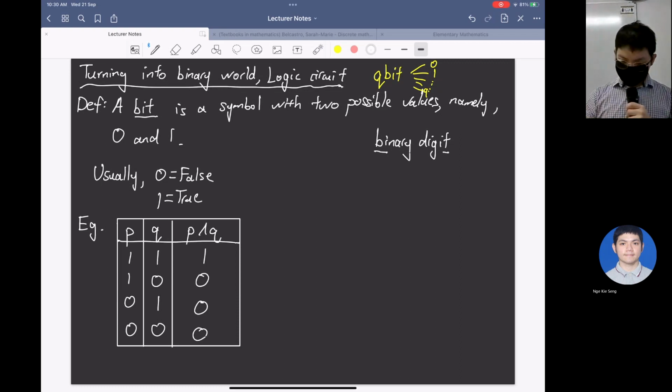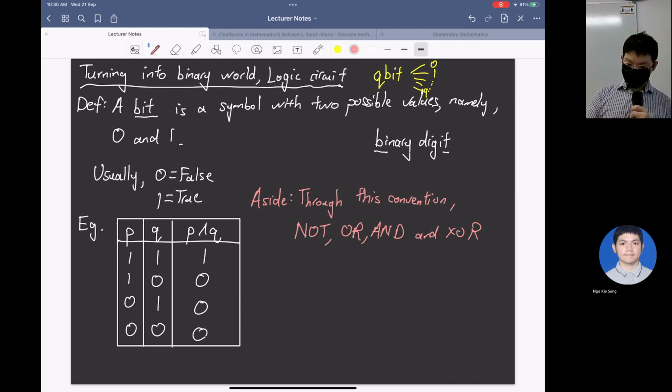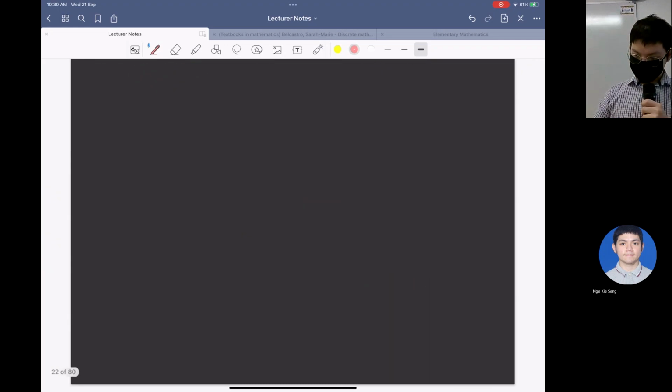Very good. So through this convention, we also have NOT, OR, AND, and XOR to represent the previous logical equivalents. To represent the NOT, the OR, the AND, and the XOR. Okay. Any question? No? Any question?